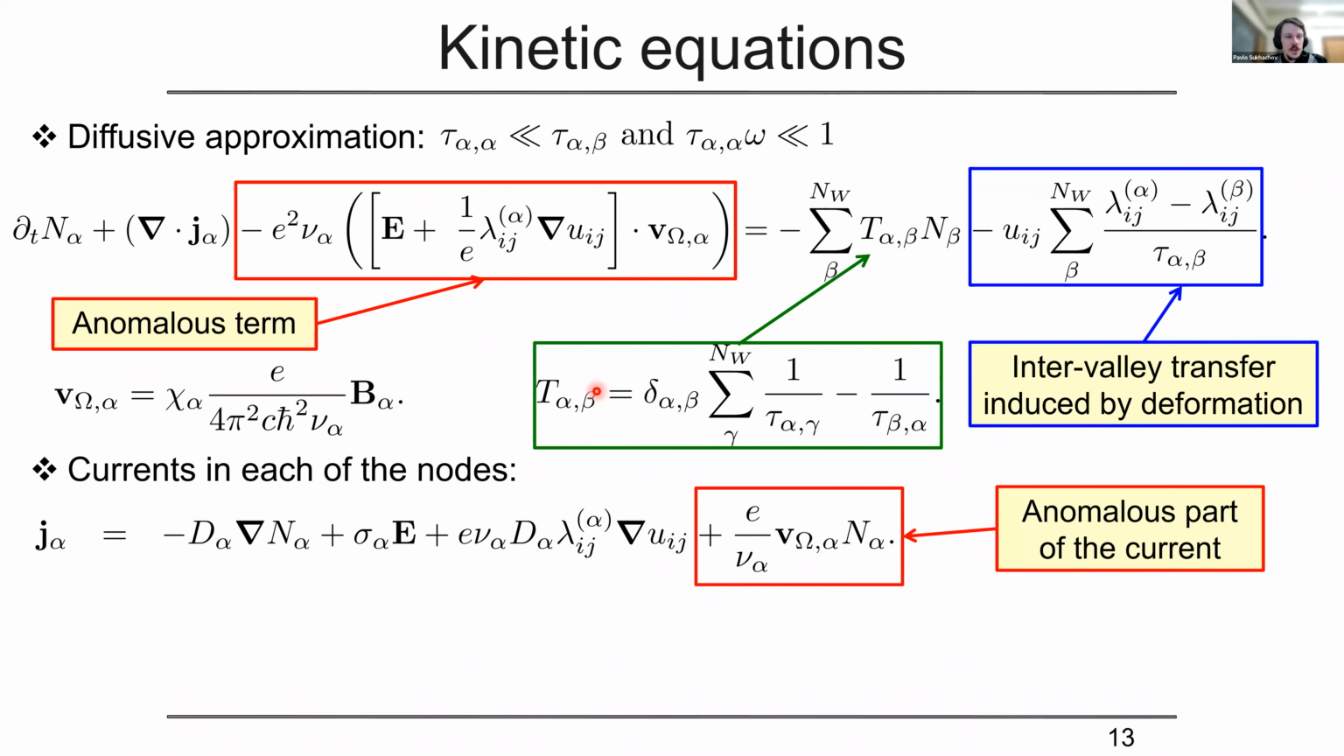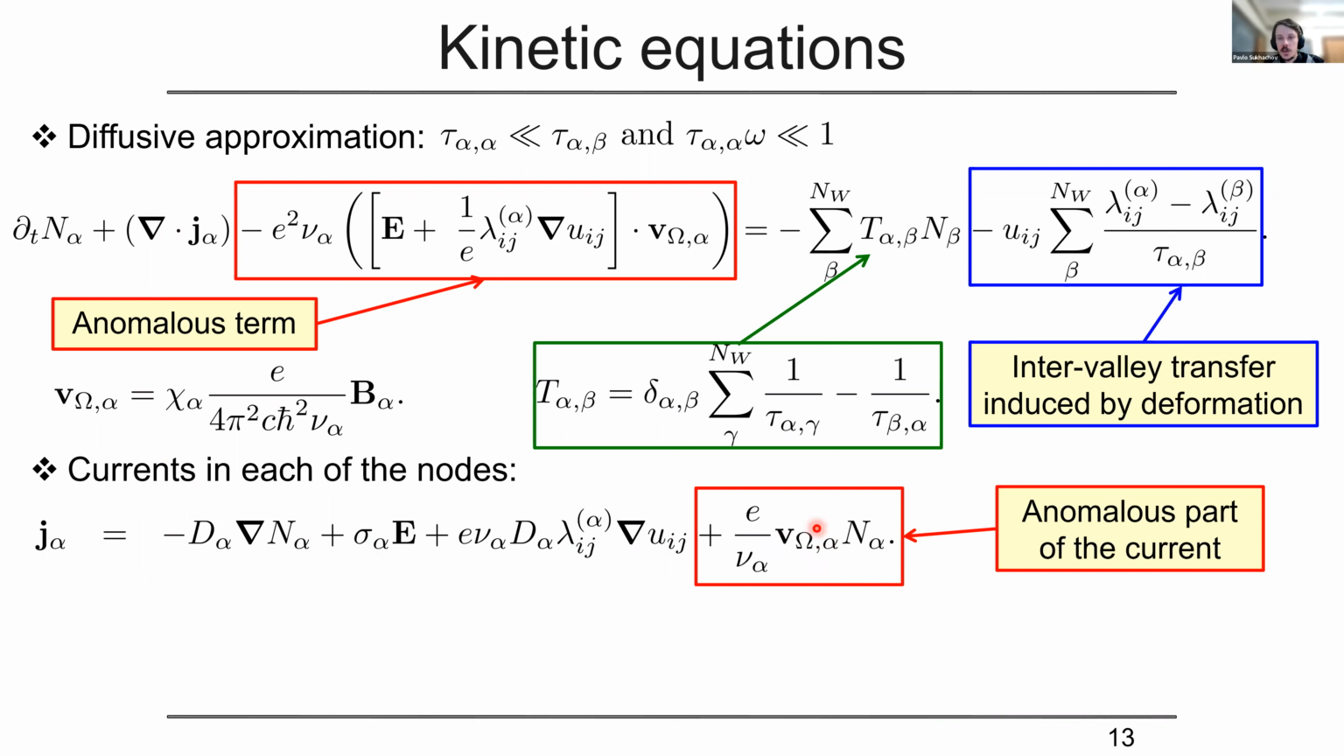Well, in each of the nodes, the current reads as follows. It contains two familiar terms: a diffusion term and an ohmic term. This term is also part of the ohmic term because this is an effective electric field. And also, what is important for us, there is an anomalous part of the current, which is exactly related to this velocity imbalance that we were talking about before.